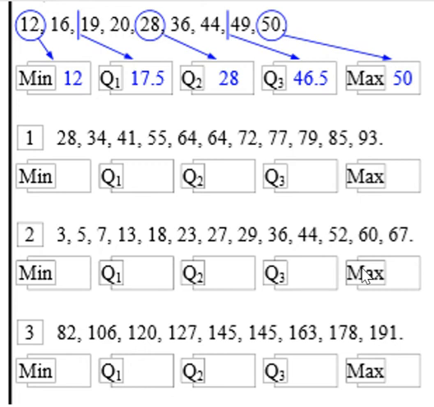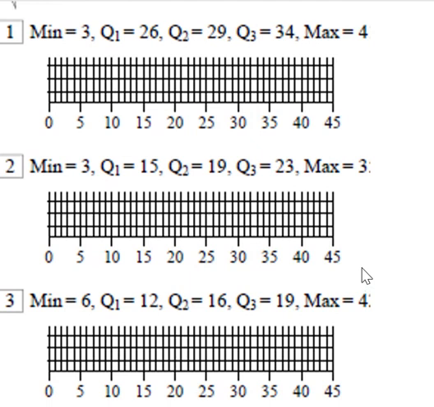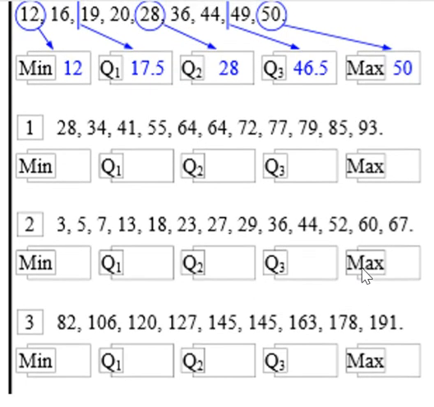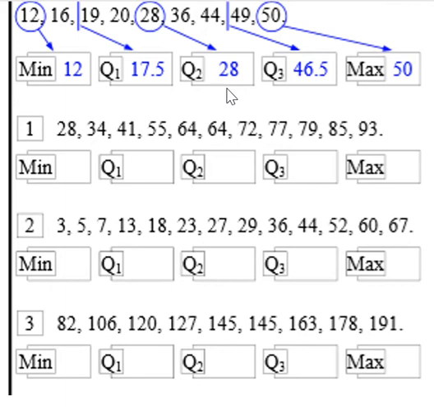So we have question 1, 2, 3 from page 6 here, and question 1, 2, 3 from page 7 down here. So we'll do page 6 first. It's asking you to find the minimum, Q1, Q2, Q3, and the maximum.